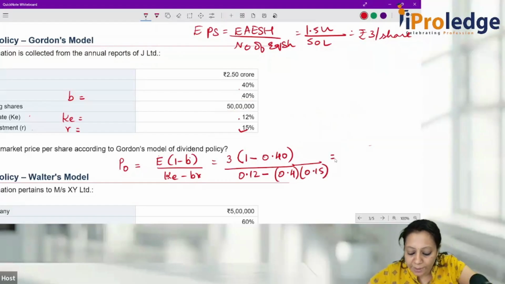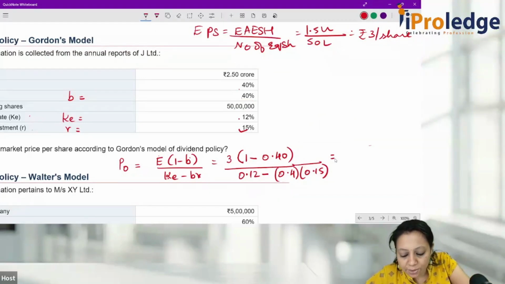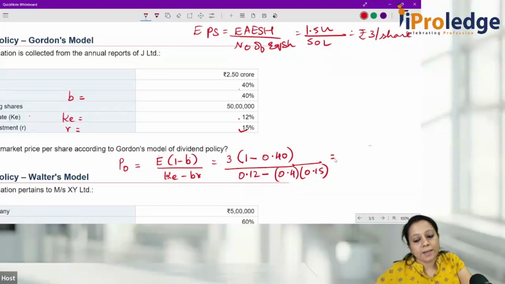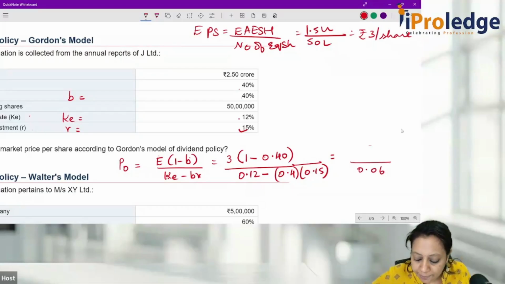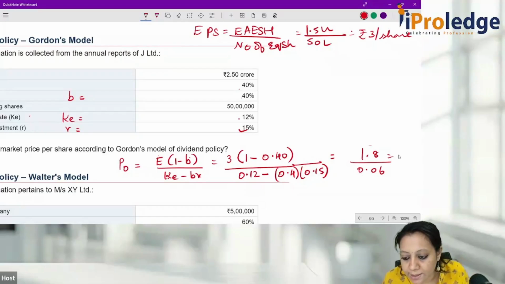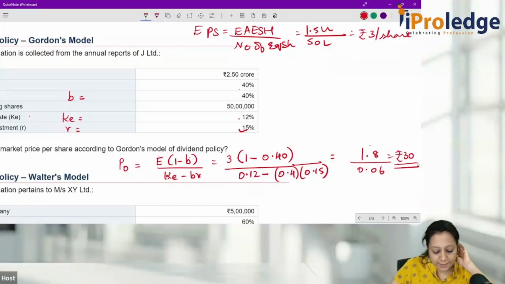So first I will do the denominator. 0.15 into 0.4 we'll get 0.06. So 0.12 minus 0.06 we will get 0.06, and 3 into 0.6 we'll get 1.8. So 1.8 divided by 0.06 is rupees 30. Rupees 30 is the price of the share.